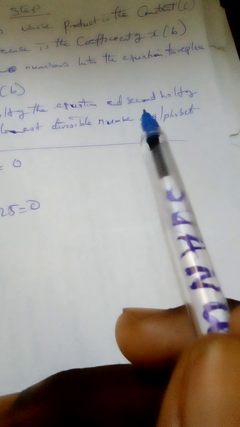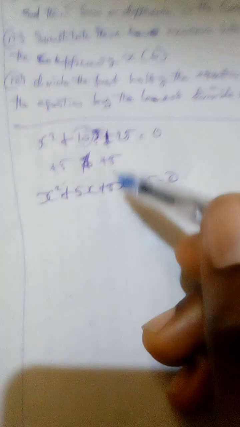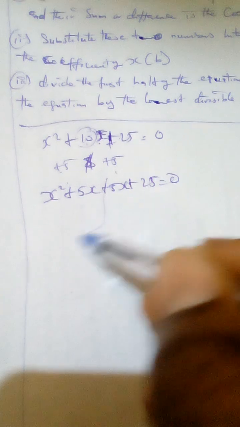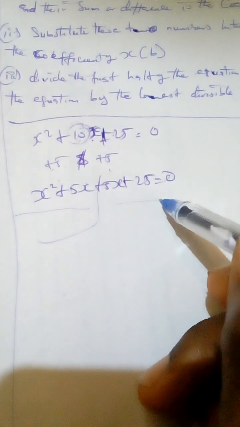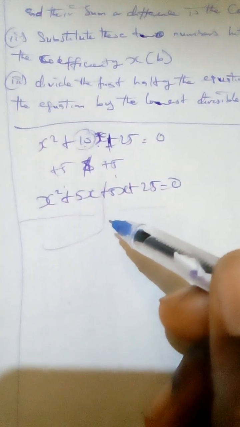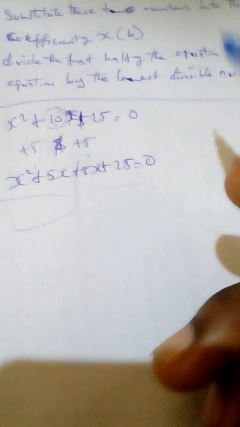So the next step is to divide the first half of the equation and the second half of the equation by the lowest divisible number or alphabet. What does it mean? It means that this is the first half, and this is the second half. So it says divide by the lowest divisible number or alphabet.